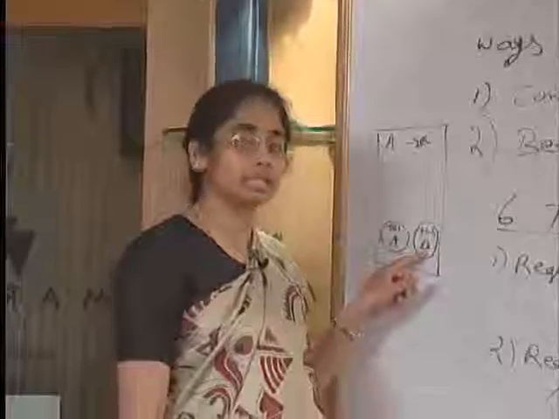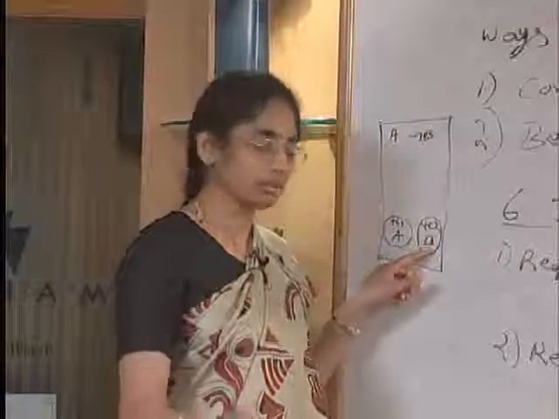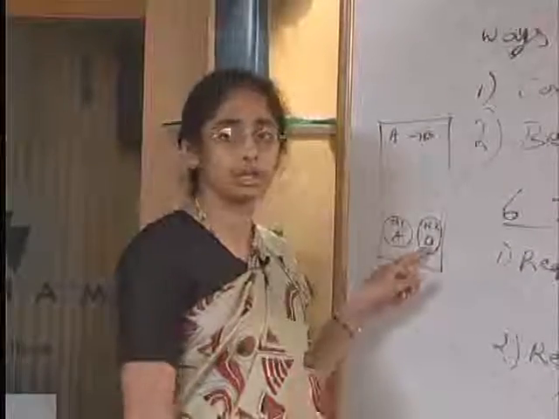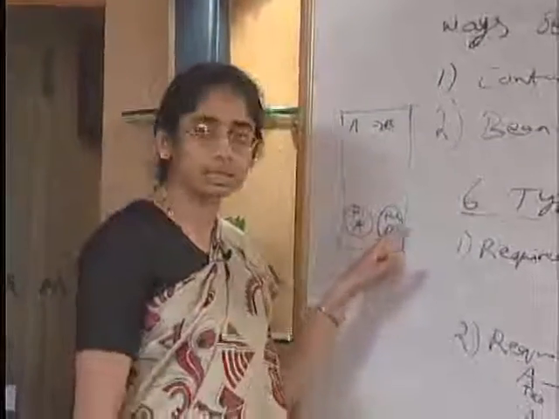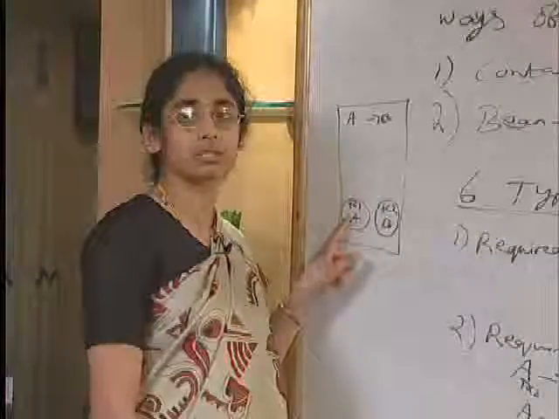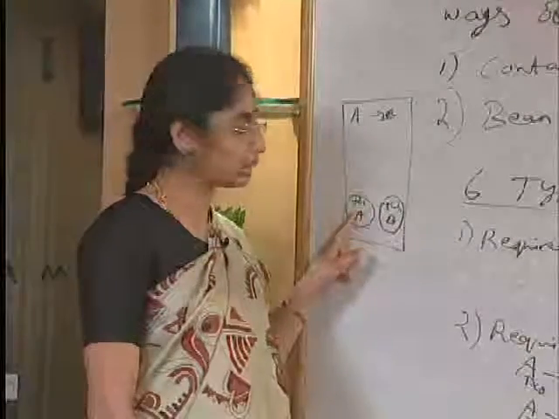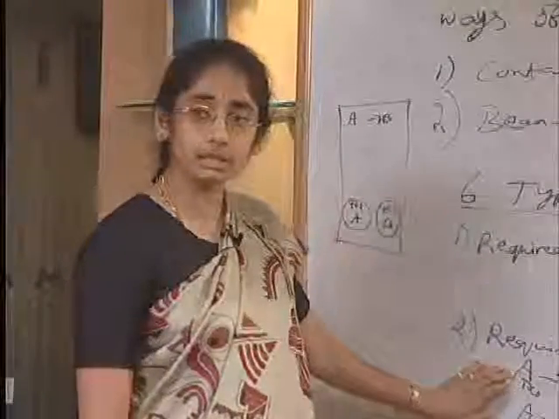So now, while B was executing, if any exception occurs, then the rollback occurs only in this transactional context. It does not affect A's transactional context. This is about requires new.